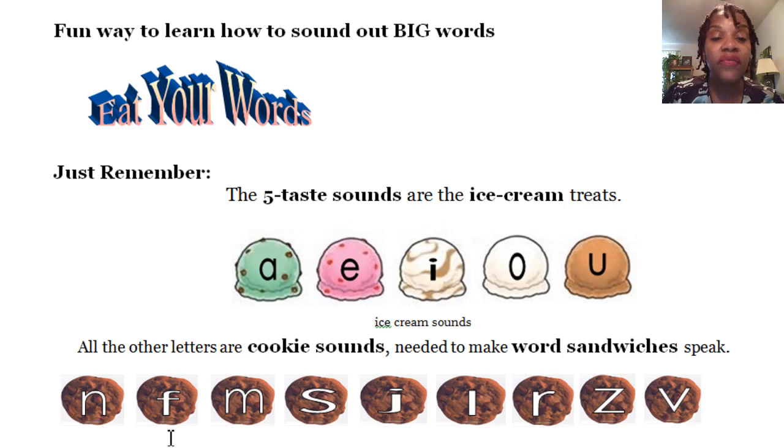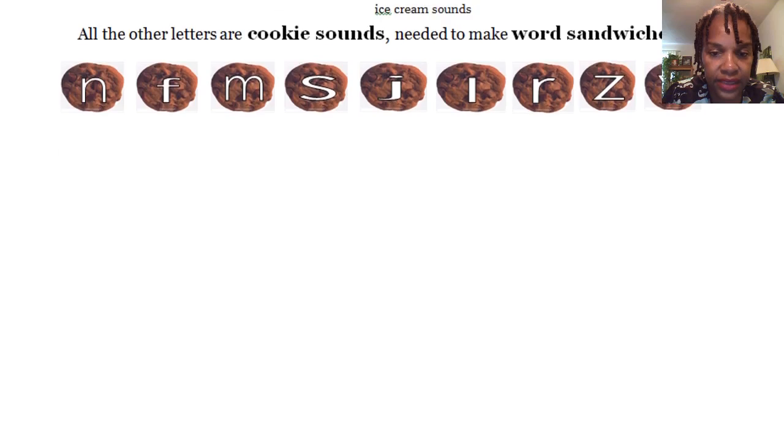Mmm, s, j, z. Good job. Ice cream sounds and cookie sounds. So now you're going to do just like the levels two and three students. You're going to make the sandwich. We're going to learn how to make the sandwich.